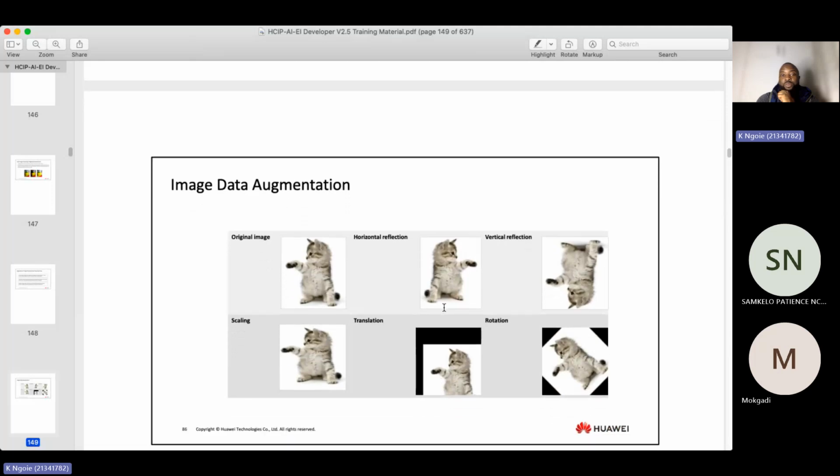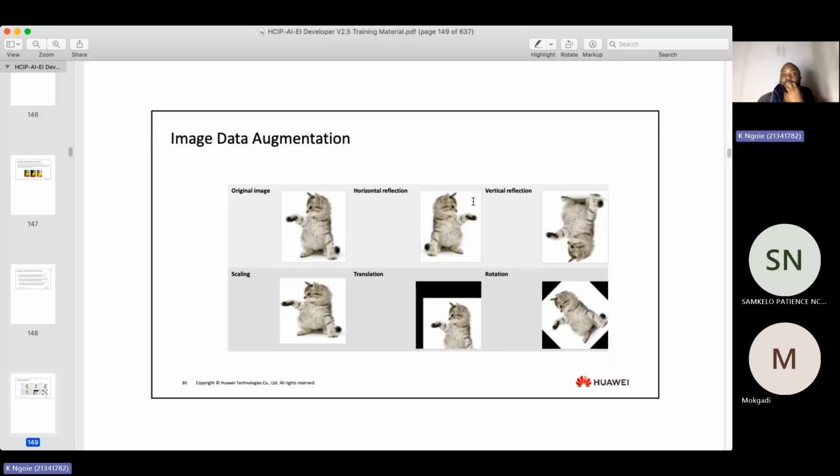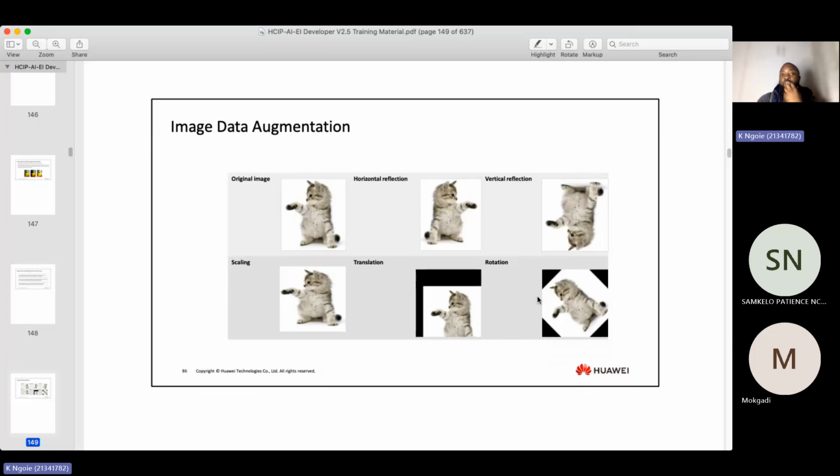So this is an example of image augmentation. When we talk about image augmentation, in our data set we had this type of image only. Then we realized that after training, our model is not performing well, so we want to make our model more accurate. So what do we do? We take the same data that we have, but we take all the pictures and do a data augmentation.